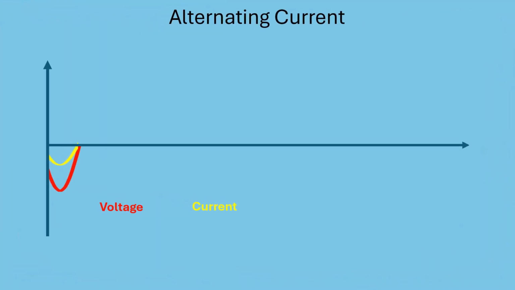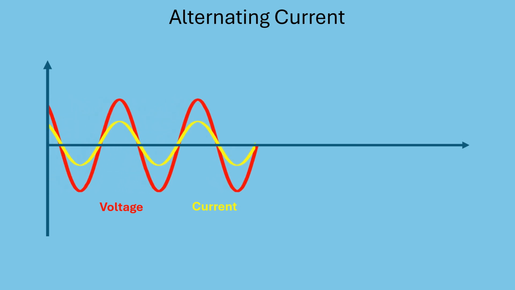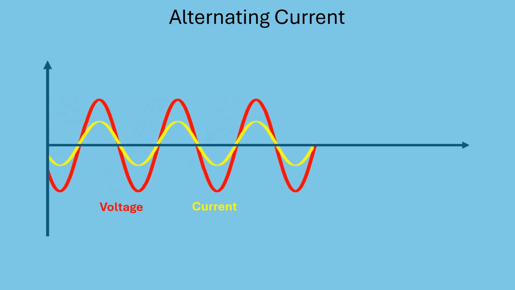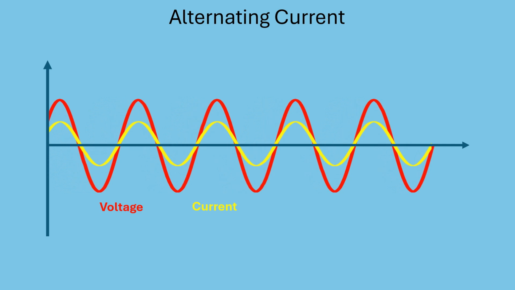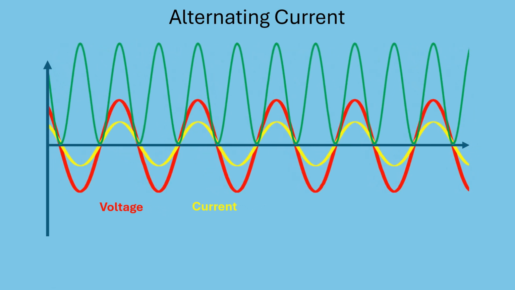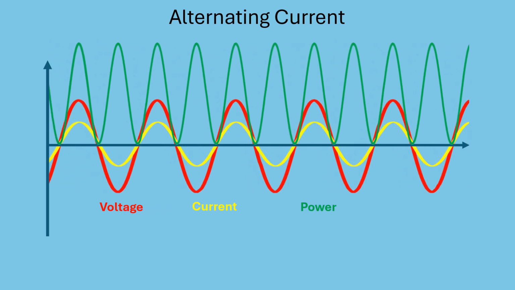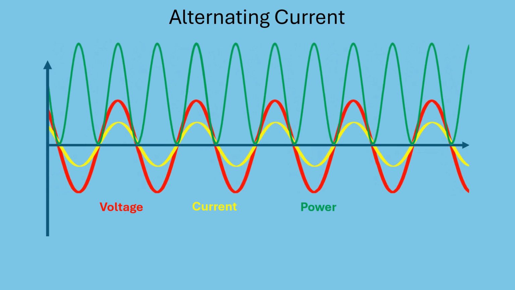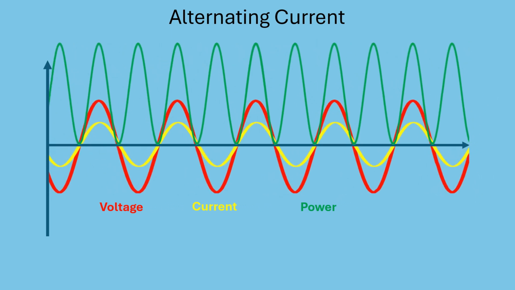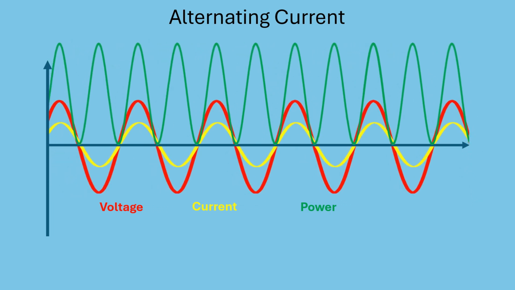Now let's look at alternating current, or AC. In an AC system, voltage and current oscillate back and forth in a sinusoidal pattern. On this graph, the red wave represents voltage and the yellow wave represents current. Notice how they align perfectly. When voltage is positive, current is positive, and when voltage is negative, current is negative. If we multiply these together, the resulting power is always positive. That's because voltage and current are in sync.